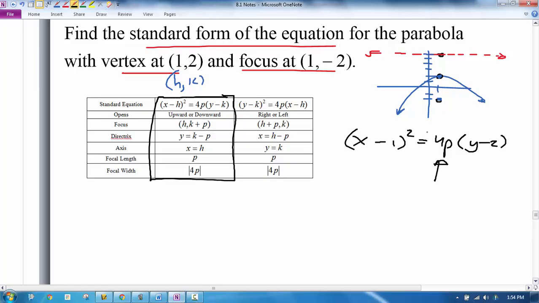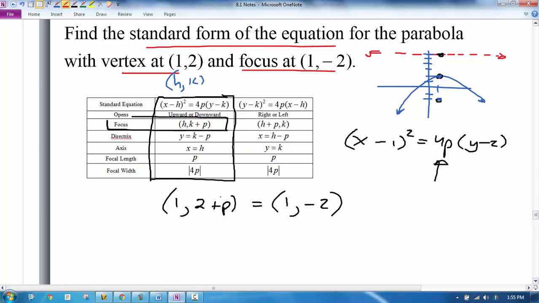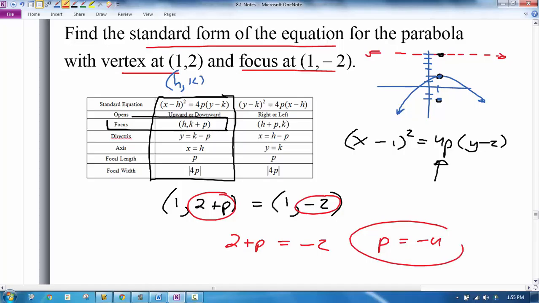So the only thing I need to find now is p. Now they gave me the focal point, so I can use that with the information that they give us right here. h is 1, comma, k is 2. So this would be 2 plus p. So there's the focal point, plugging in h and k, and I know that has to be equal to 1, -2. So you can just compare now and say, well, 2 plus p has to equal -2. And therefore, p equals -4.